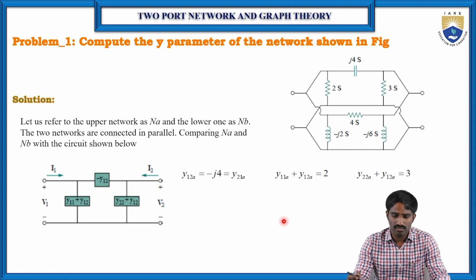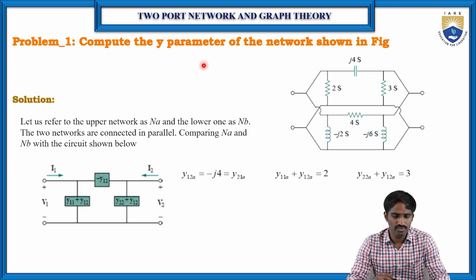Okay, so here, compute the Y parameters of the network shown in the figure. Of course here the Y parameters are possible if the two networks are connected in parallel. So here these two networks are connected in parallel. So now we are going to find the Y parameters for these two networks.